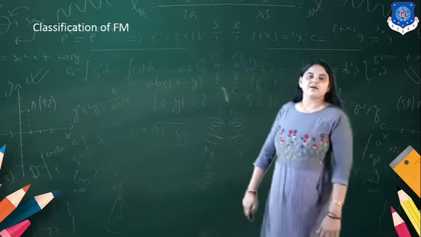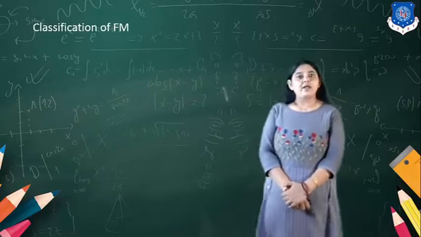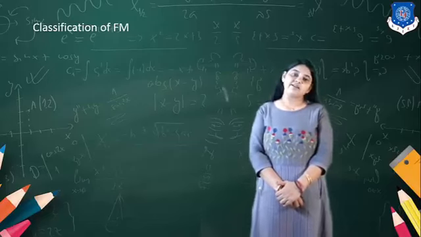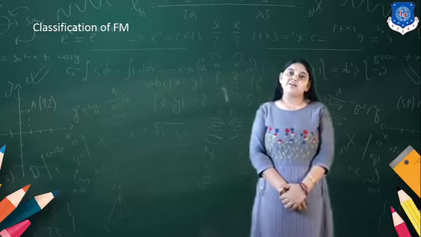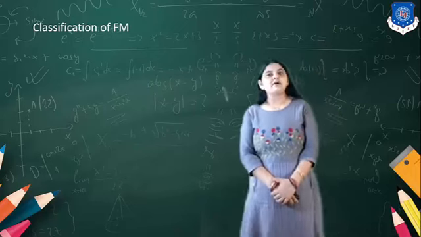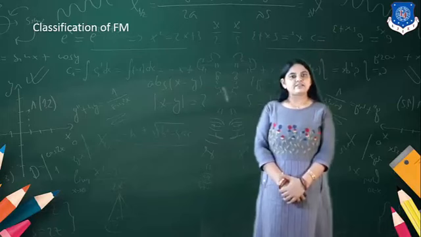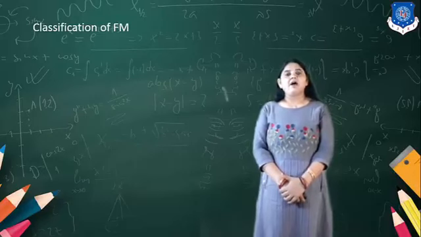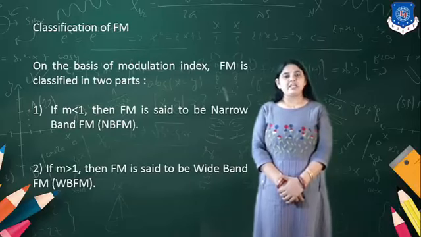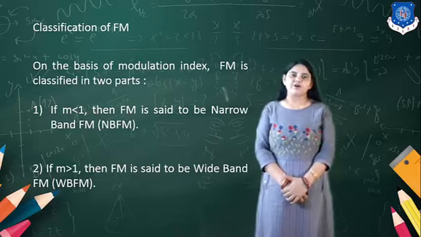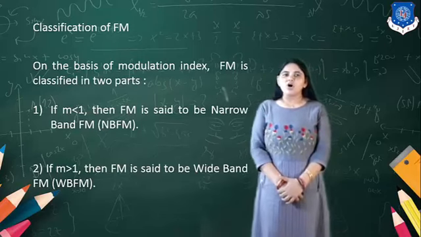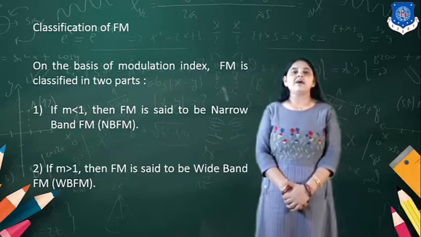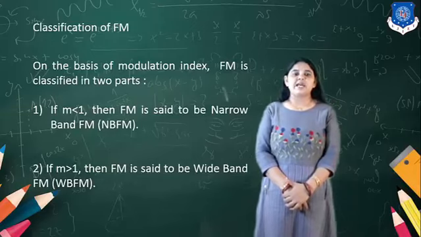Then, after this, comes the classification of FM. As we know, depending on the modulation index, the number of sidebands varies, and according to that the bandwidth of the FM varies. The classification of FM is done according to the modulation index obtained in frequency modulation. So on the basis of the modulation index, FM is classified into two categories.